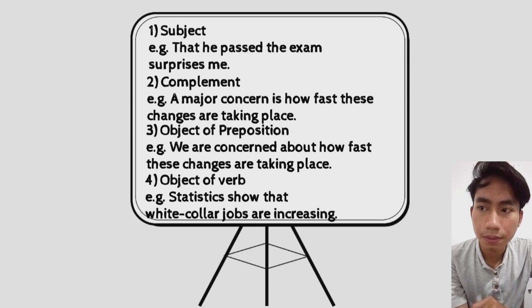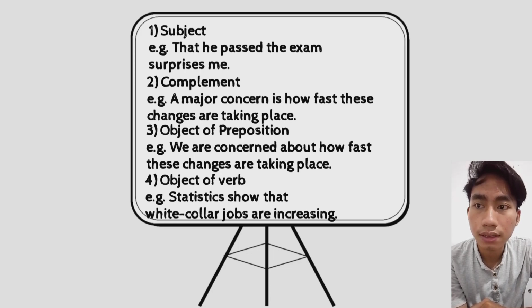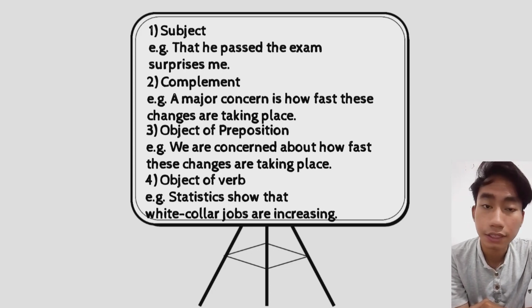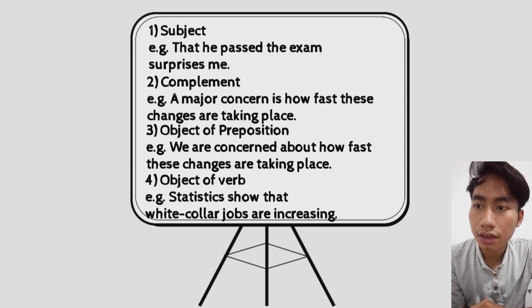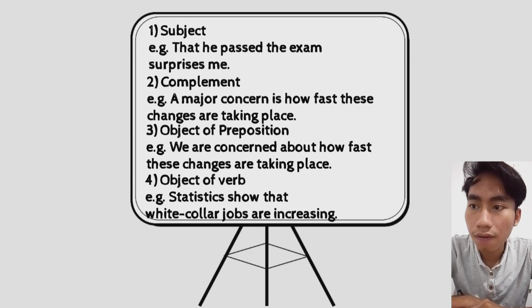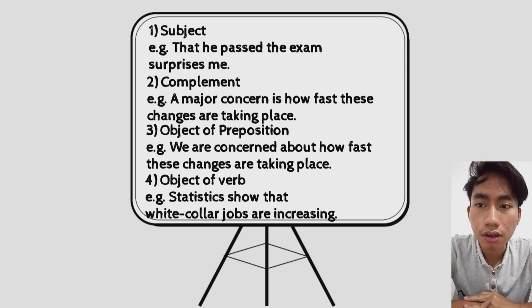And then complement. Complement follows linking verbs such as be. For instance, "A major concern is how fast these changes are taking place." "How fast these changes are taking place" is the noun clause, which is the complement of the sentence.